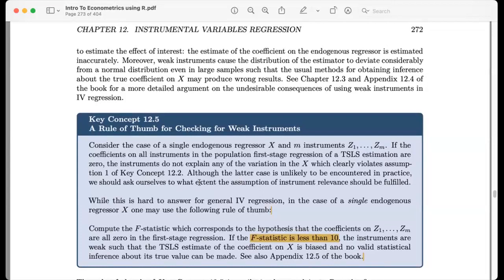In this case, there is a rule of thumb we have to use, where we compute the F statistic, which corresponds to the hypothesis that the coefficients on the instruments are zero in the first stage regression. If the F statistic is less than 10, that's the rule of thumb, the instruments are weak, such that the two-stage least squares estimates for the coefficients of X are biased and not valid. This is something to be mindful of, to check the validity of the instrument, especially in the case of a weak instrument.